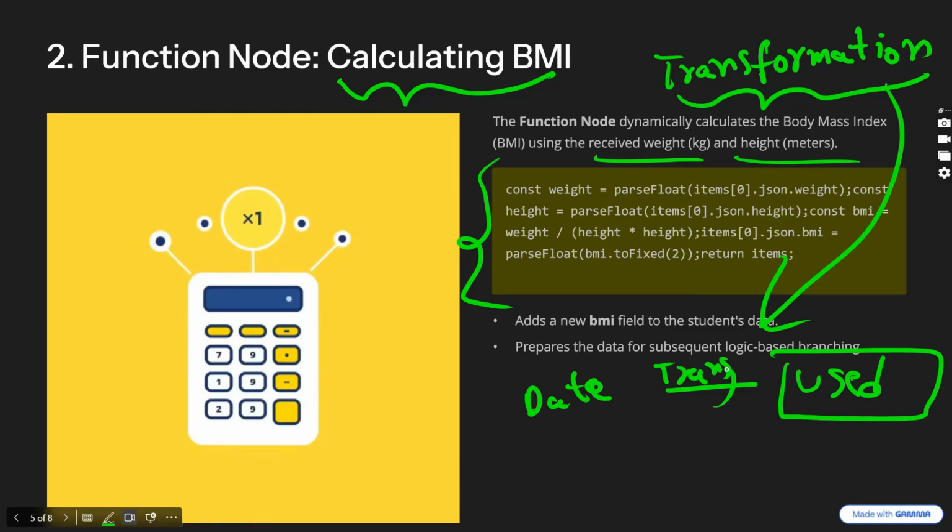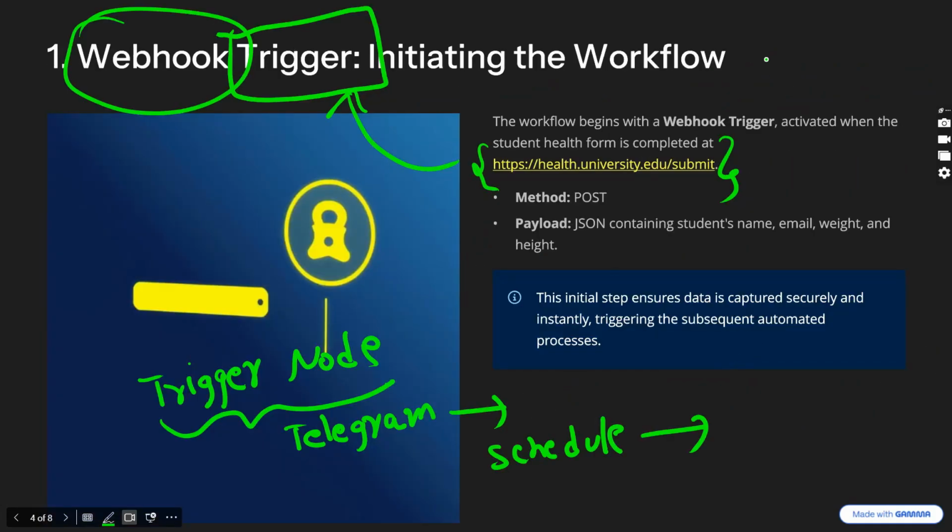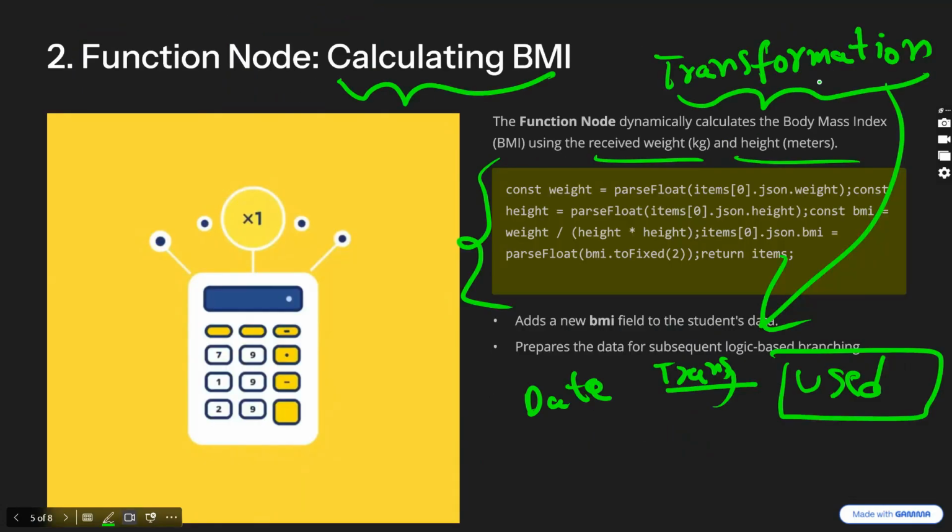So until now we saw the trigger node, which activates the workflow whenever a trigger has occurred. The next one is the transformation node, which can use the details from the trigger node and convert them into some other data so that it can be used in a more accurate and more helpful way.